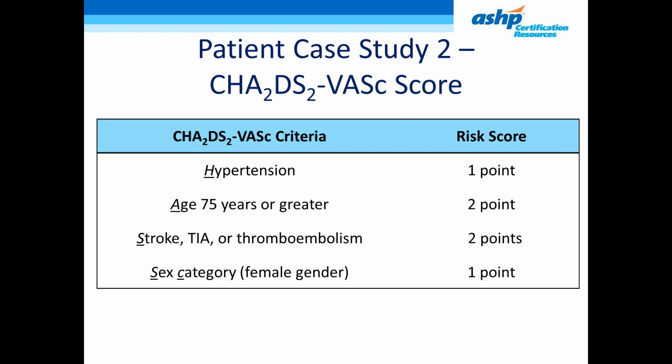If we look at our particular patient, our patient has a history of hypertension, is greater than 75 years of age, has a prior history of stroke, and is a female. So our patient would receive a risk score of 6.